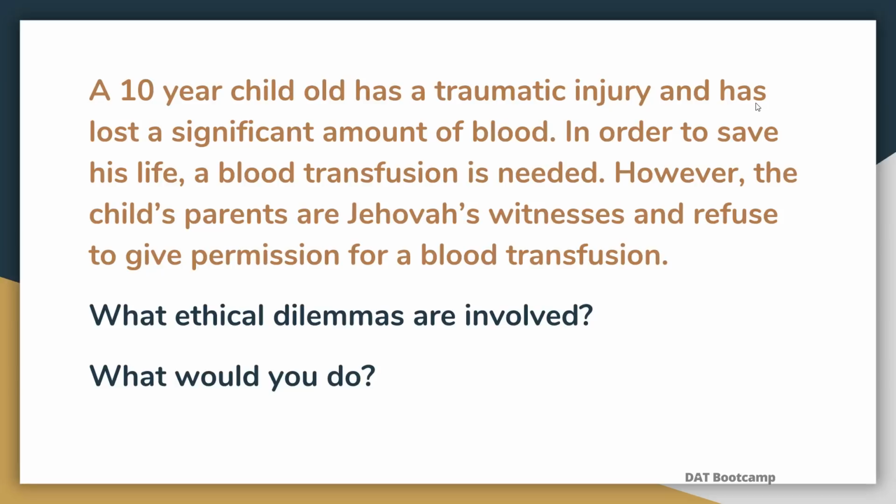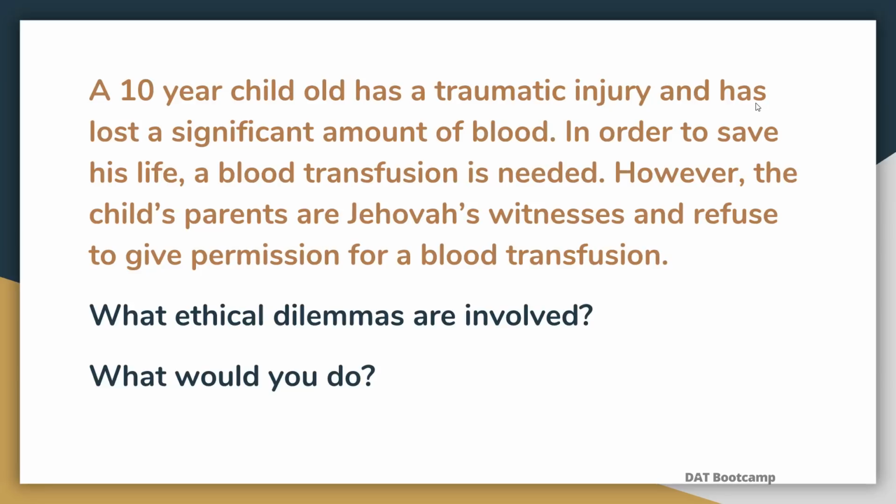So a 10-year-old child has a traumatic injury and has lost a significant amount of blood. In order to save his life, a blood transfusion is needed. However, the child's parents are Jehovah's Witnesses and refuse to give permission for a blood transfusion. So what ethical dilemmas are involved in this situation, and what would you do now? I encourage you to now pause the video, think about it for a minute, and then unpause the video later on.